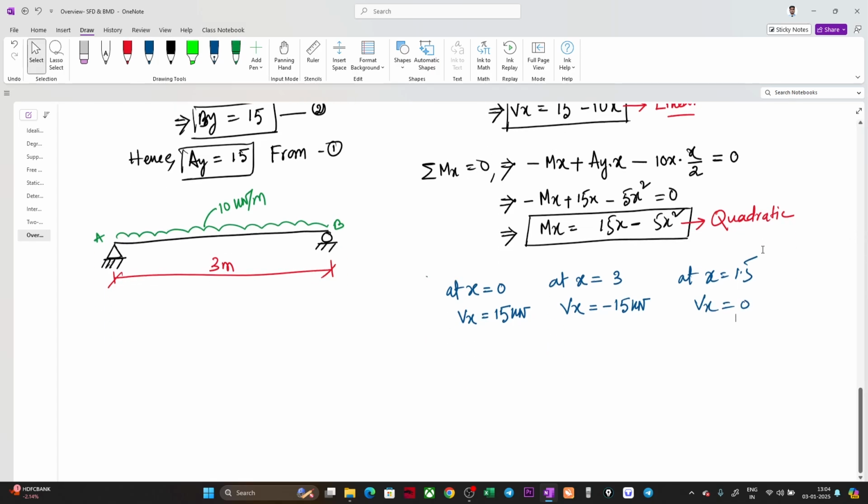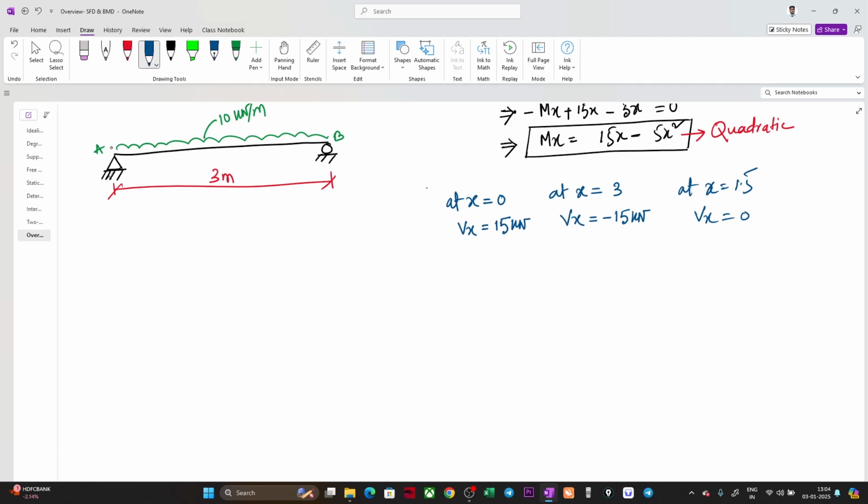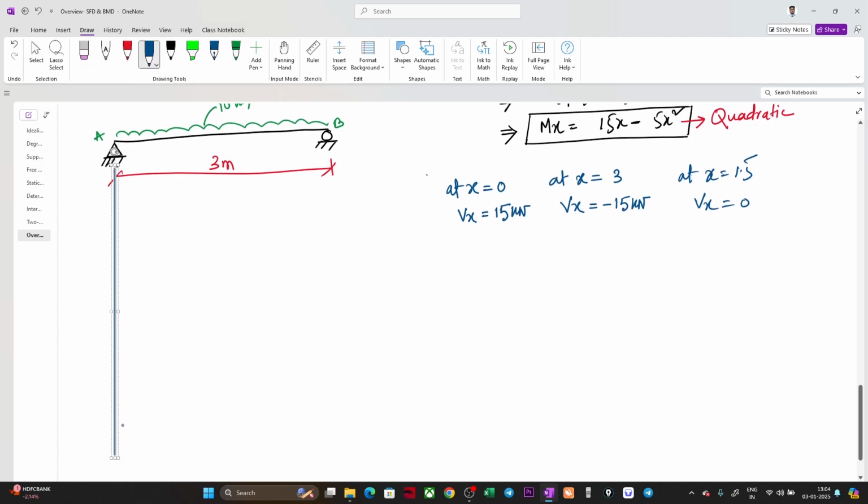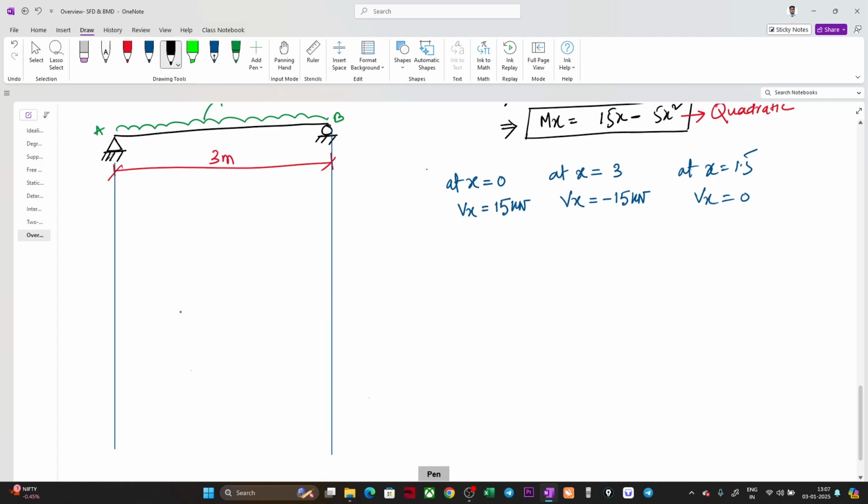So now, let me just take it up right there. If I draw the, go to shapes, line, draw a line like this. Okay, so if we draw the shear force diagram here, so this is my beam. Okay, this is my beam.